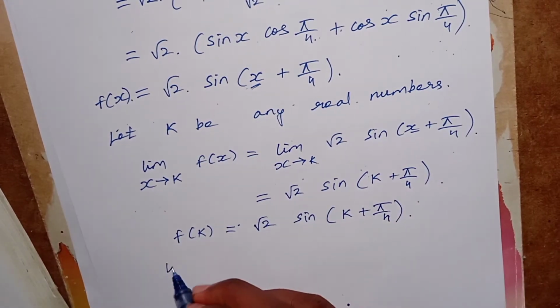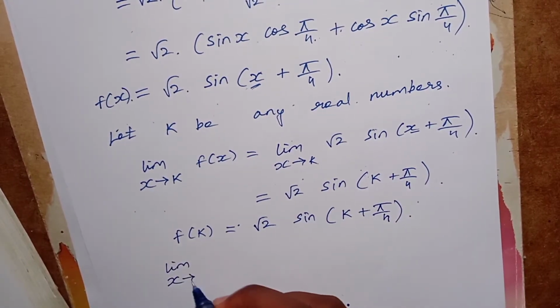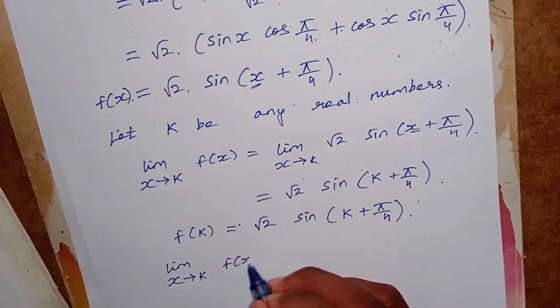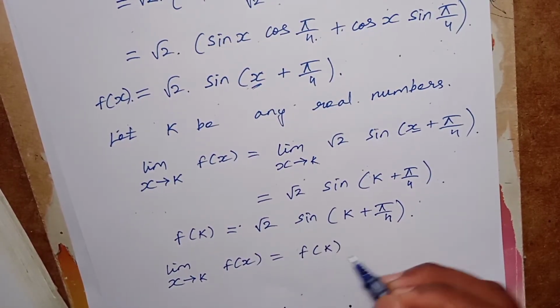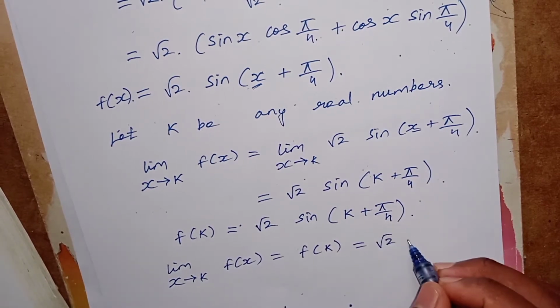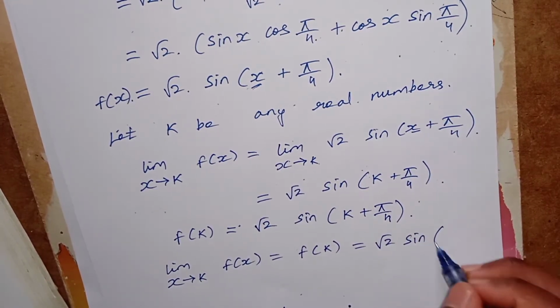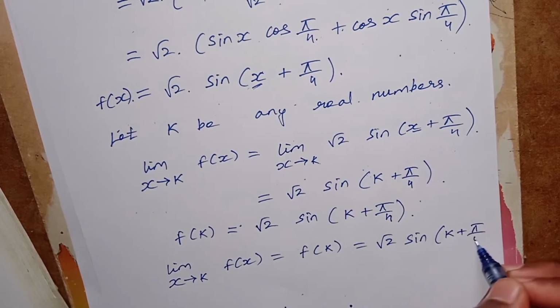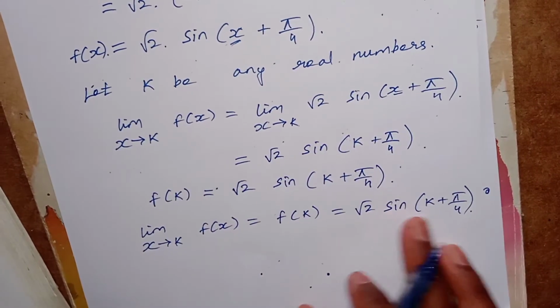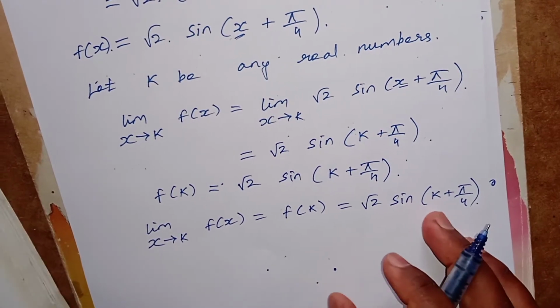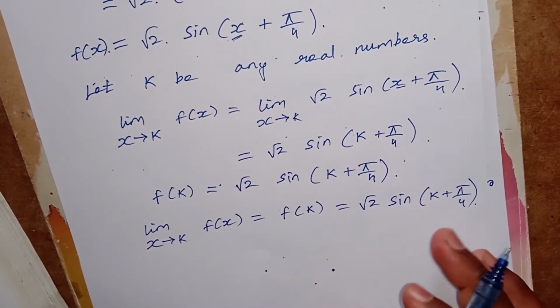Limit x tends to k, f of x is equal to f of k, equal to root 2 sin k plus pi by 4. Therefore here it is equal, here it is continuous. I hope you all understood.